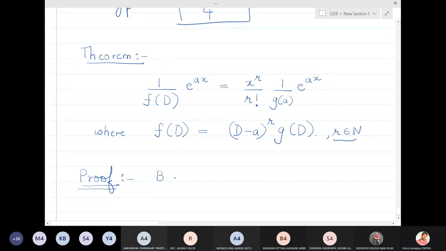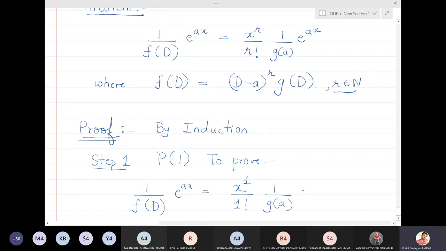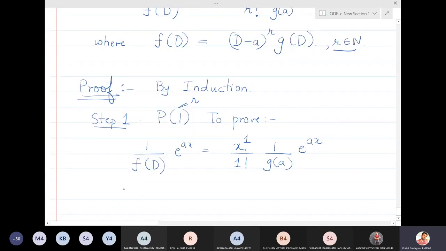So by induction, the first step of induction was P1. Try to prove P1. What am I supposed to prove? I'm supposed to prove that 1 upon f(D) e^(ax) is equal to x^1 upon 1 factorial times 1 upon g(a) e^(ax), with r equal to 1, where f(D) is equal to (D minus a) into g(D).